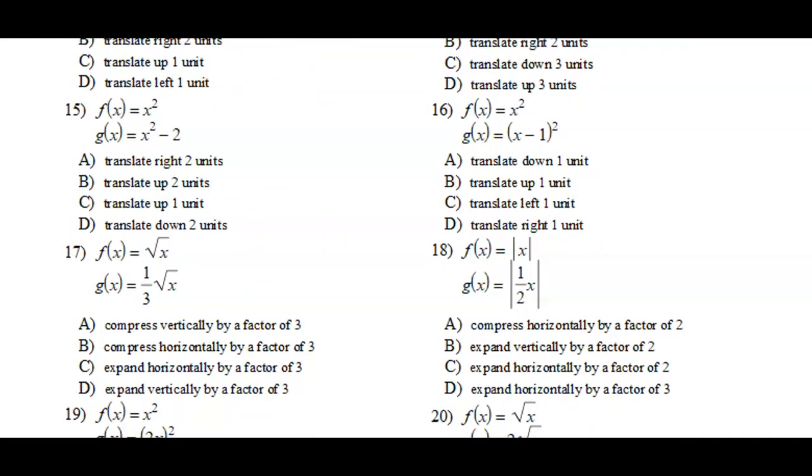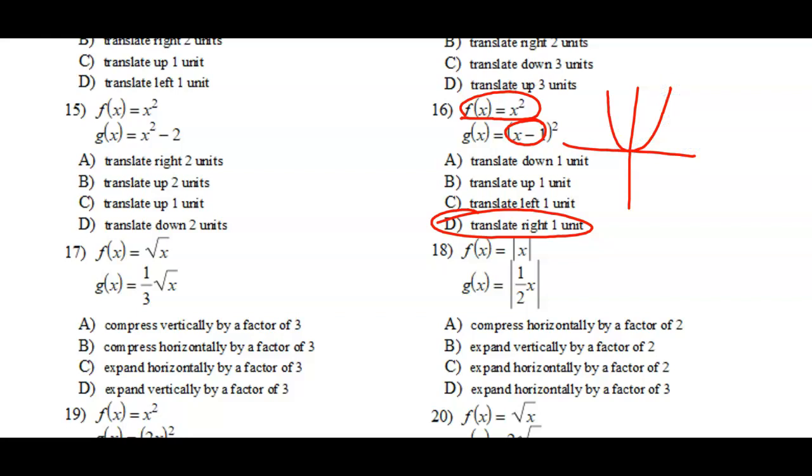So on this one, they give me the function f of x equals x squared. And what they've done is they've subtracted 1 on the inside. Now when you subtract 1 on the inside, that causes the graph to be shifted to the right that many spaces. So in other words, if f looked like this, then g would be shifted 1 space to the right, so it would look something like that.